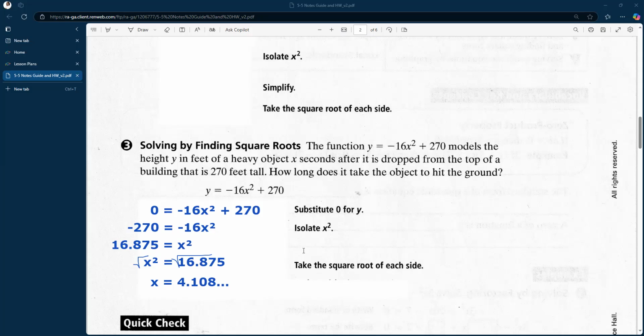It takes 4.1 seconds. So I use that, and then I even round it off a little bit more to probably about 1 decimal place. 1 decimal place, maybe 2 decimal places seem good. Okay. It takes 4.1 seconds for the object to hit the ground.